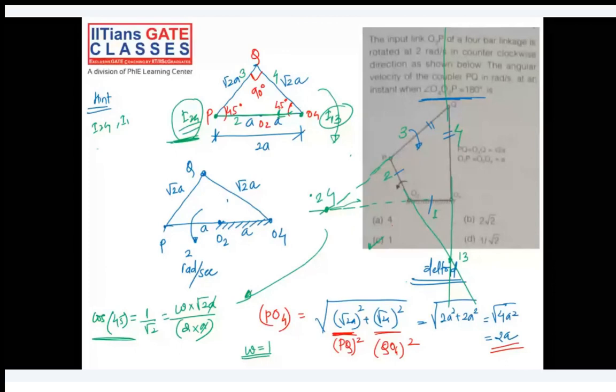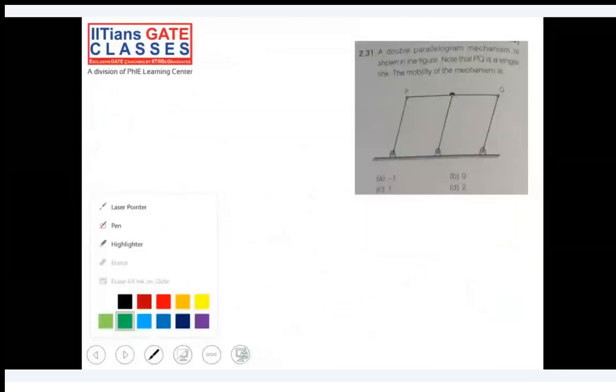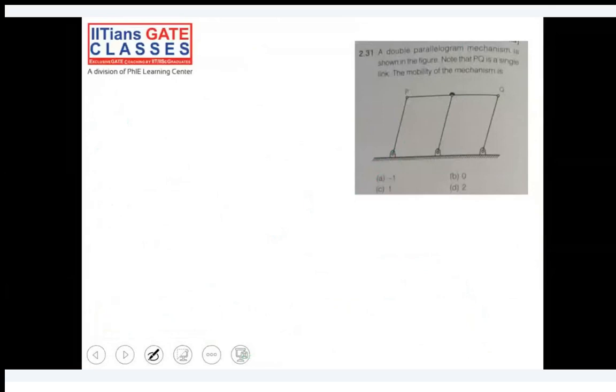Okay, the next question is this. Try to solve it. You have a double slider crank chain, double parallelogram mechanism shown in the figure. Note that PQ is a single link here, and mobility of the mechanism is what they're asking. Okay, try to solve this.